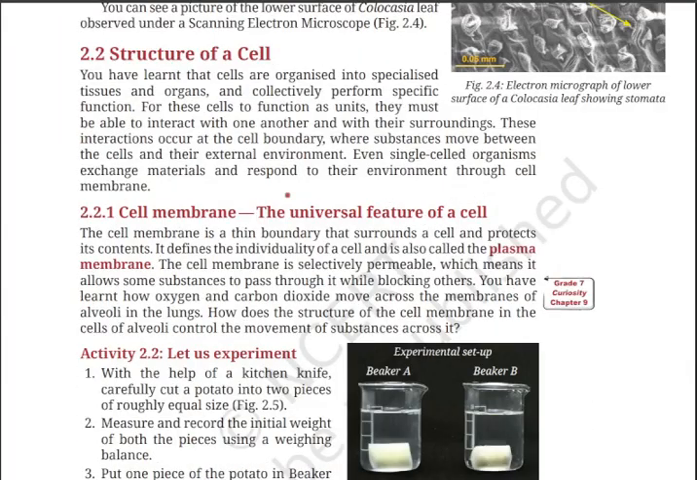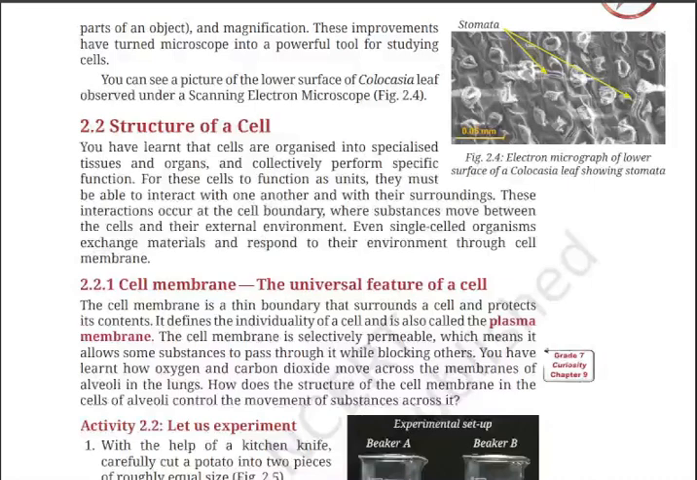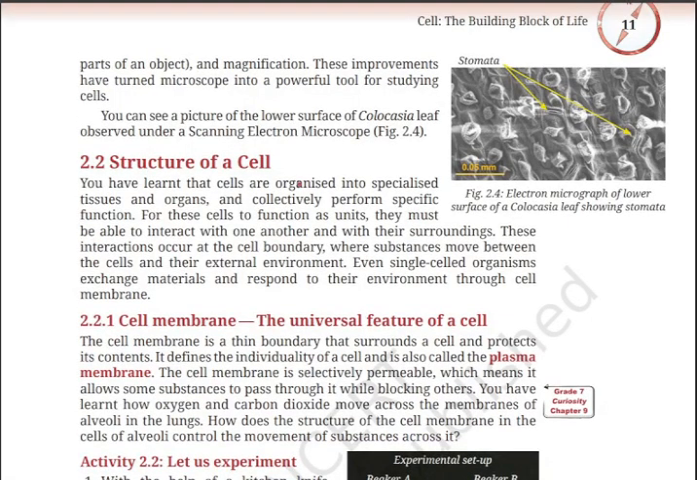Next, we have the structure of a cell. You have learned that the cells are organized into specialized tissues and organs and collectively perform specific functions. For these cells to function as units, they must be able to interact with one another and with their surroundings. These interactions occur at the cell boundary, where substances move between the cells and their external environment. Even single-celled organisms exchange materials and respond to the environment through cell membrane.